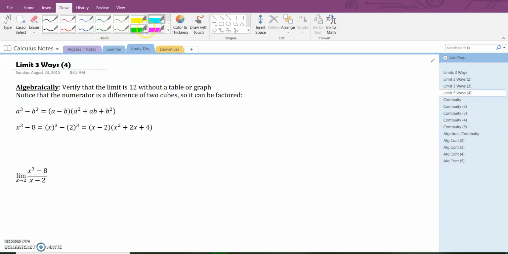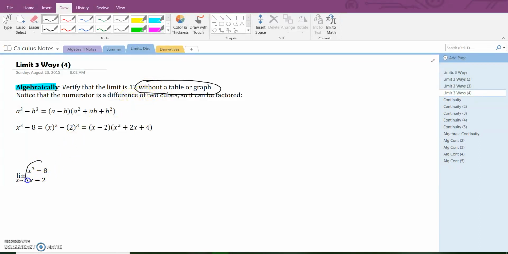The last way is algebraically. Algebraically is when you're going to get the exact answer, and you're going to use actual factoring and algebraic techniques. We want to verify the limit is 12 without using a table or a graph, because on an AP exam, sometimes you're going to want to be able to find a limit really quickly without having to graph it or plug in really elaborate x values.